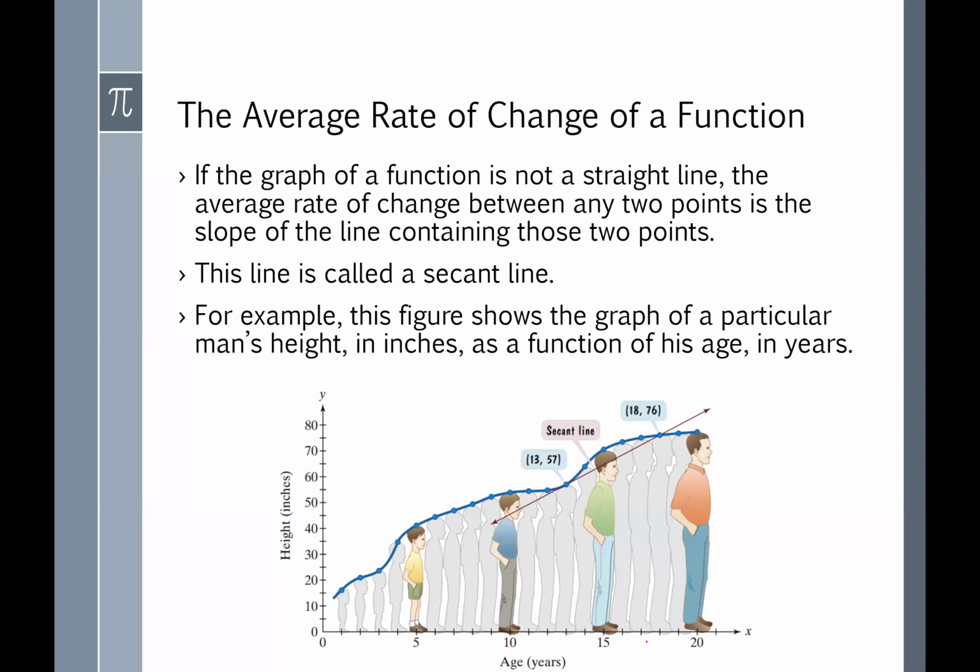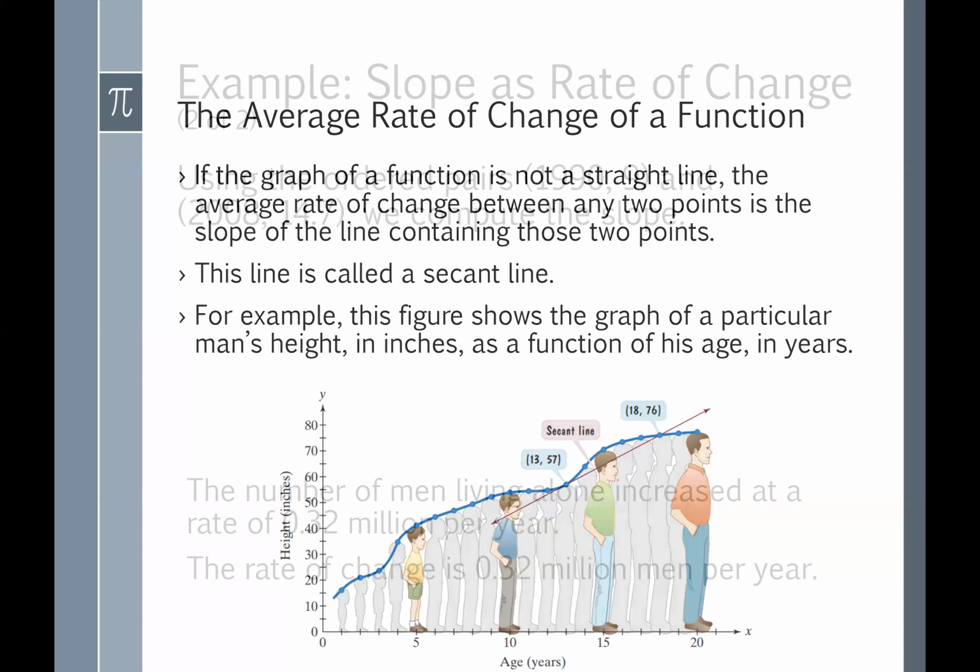So if I want to know the average rate of change of this young man from age 13 to age 18, I can find the slope of the line that connects those 2 points. Because at 13, he's 57 inches tall. At 18, he's 76 inches tall. That's quite a growth spurt, by the way. So I can find the slope. And when I find the slope of the line that connects those 2 points, I am finding his average growth over that time period. Now, that doesn't mean he's going to exactly grow that many inches every year, because we see that he has a growth spurt.